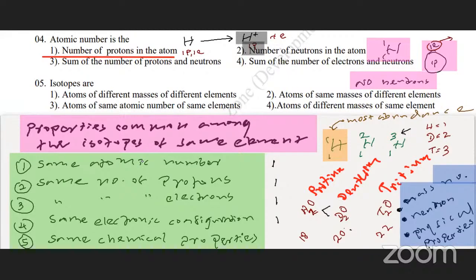Okay, so what is the answer here? Isotopes have different masses, and isotopes should belong to the same element. You can't take two different elements and call them isotopes. Therefore, isotopes should belong to the same element. I'll underline the answer: atoms of different masses of the same element.